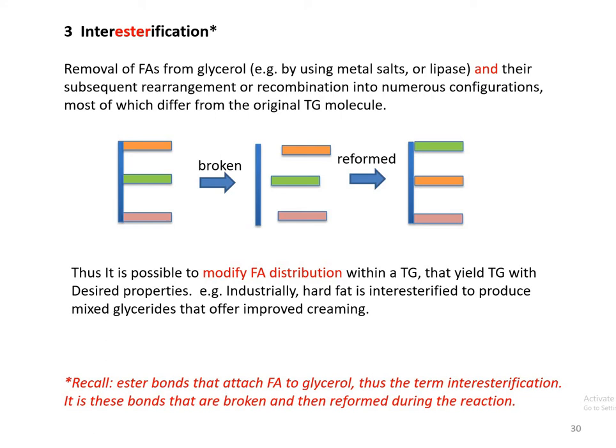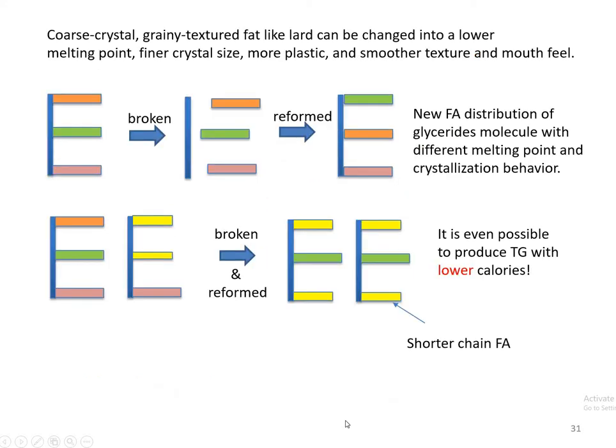properties. Industrially, hard fat is interesterified to produce mixed glyceride that offers improved creaming. You can recall the ester bond that attaches FA to glycerol, this particular ester bond. Because of this ester bond, we call it interesterification. Coarse, crystal, grainy-textured fat like lard can be changed into a lower melting point. Therefore you have finer crystal size, and you have a product with a more plastic and smoother texture and mouthfeel. The concept is similar.